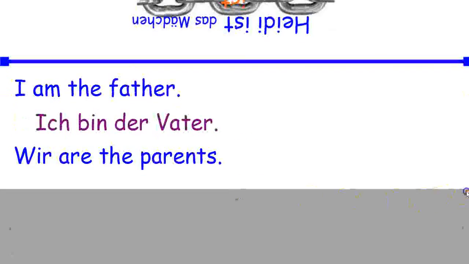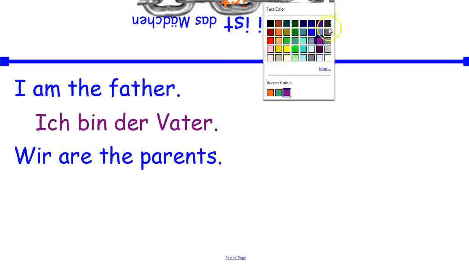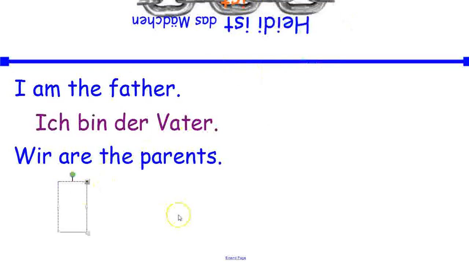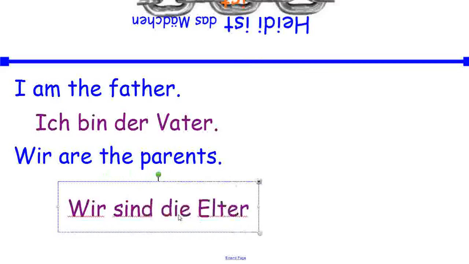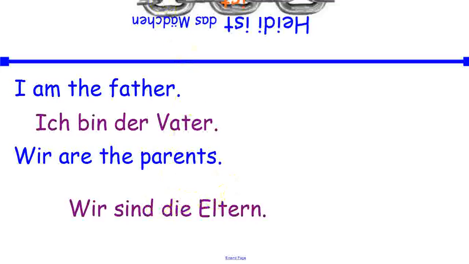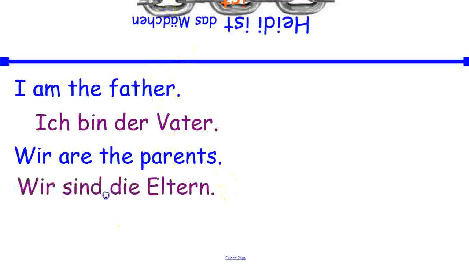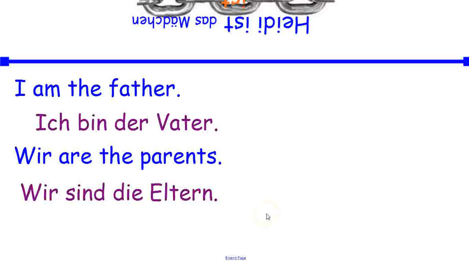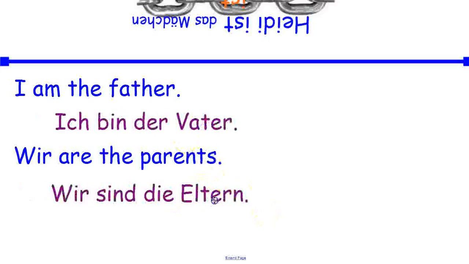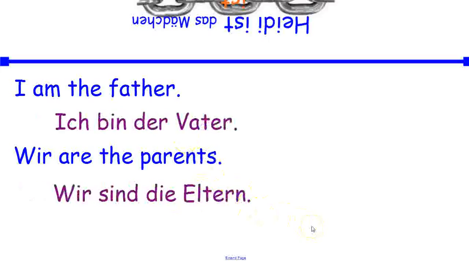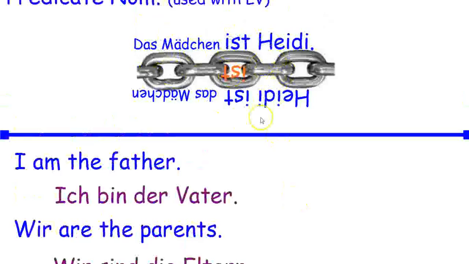Another example, we are the parents. So utilizing our linking verb, wir sind die Eltern. And this one's a little tricky because parents is plural. So no gender, but plural. We are the parents are we. Makes me think of we are the world, we are the children. So we could say we are the children are we. And you can flip it around and it still makes sense.